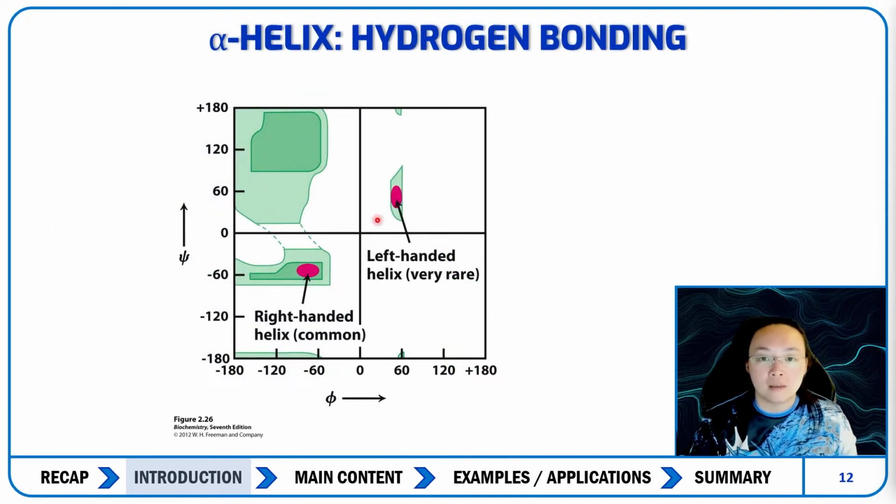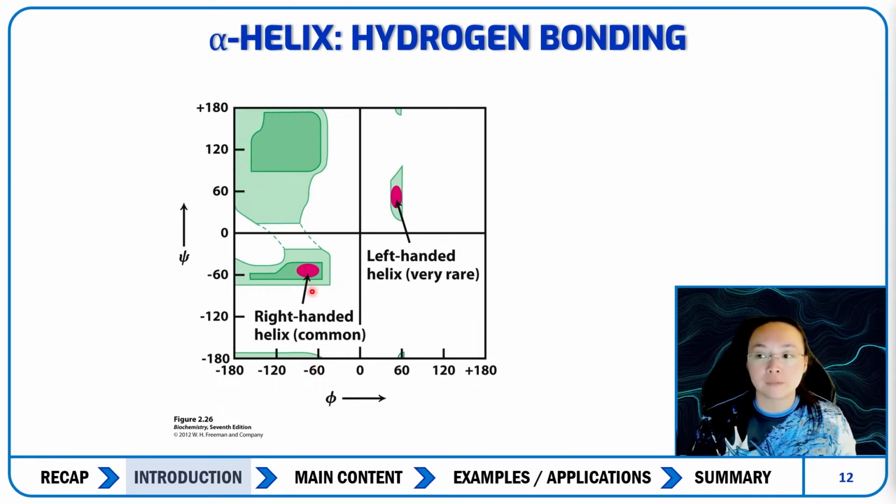In terms of what this plot does, it tells us what kind of bond angles are the most common. So if the bond angles are phi equals 60 and psi equals 60 right here, it seems like a left-handed helix can occur. Oh, sorry, here: plus 60 and plus 60. A left-handed helix can occur, but you can see it doesn't take up a lot of space, so it's probably very rare.